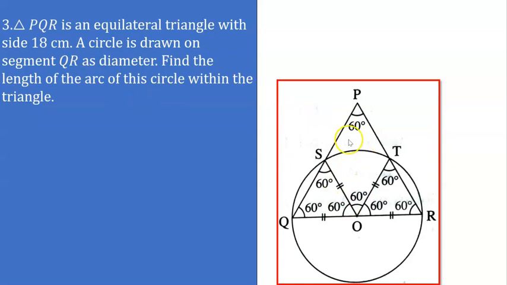As it is an equilateral triangle, the measures of all angles are equal. They are 60 degree. This is also 60 and this is also 60 degree. Now see this figure. In this figure, if we join OS, then OS is the radius of the circle. OQ is also a radius of the circle.